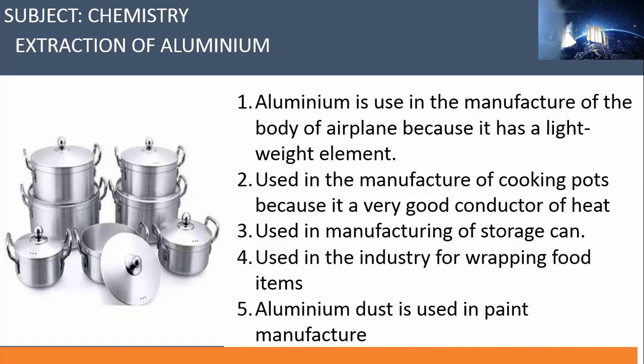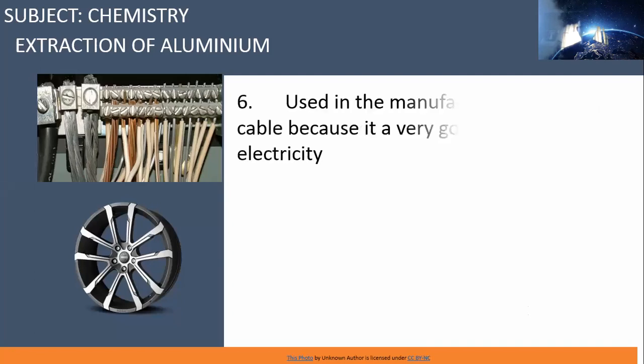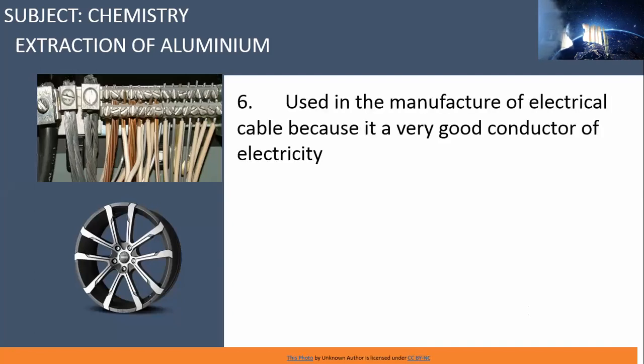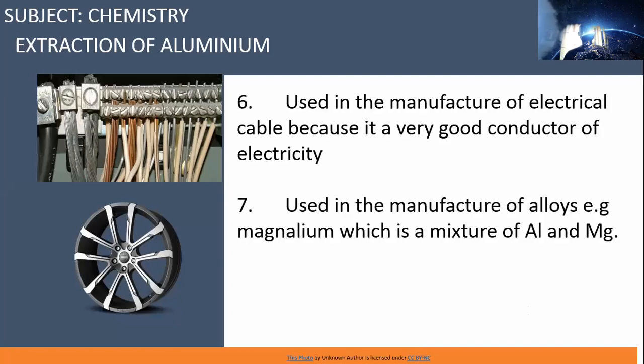Also, in the industry, in the world of paint, aluminum dust is embedded in paint. It is one of the reactants used in the manufacture of paint. Here we have an image where we have electrical wire. Electrical wires are made of two major metals. We use either copper or aluminum. Copper is cheaper, so copper is mostly being used.